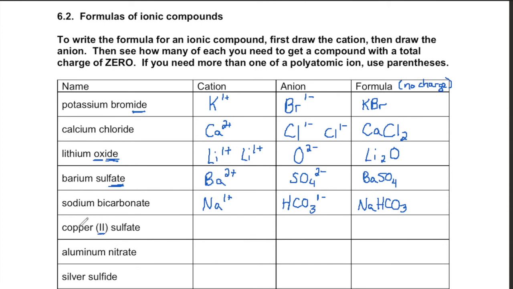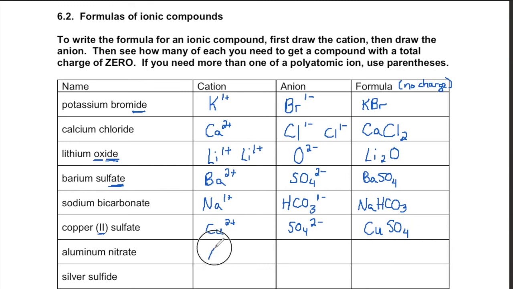Copper 2 is one of our variable charge elements. Copper has a variable charge. That's why we need this 2 to show us what the charge is. So copper 2 is the type of copper that has a +2 charge. Sulfate is again SO4 with a -2 charge. So copper 2 sulfate would just be 1 copper and 1 sulfate together.